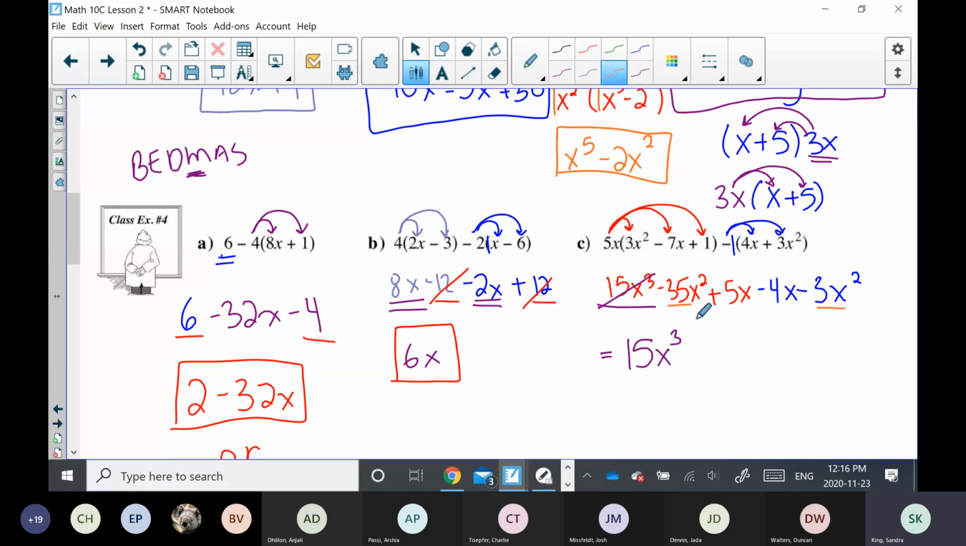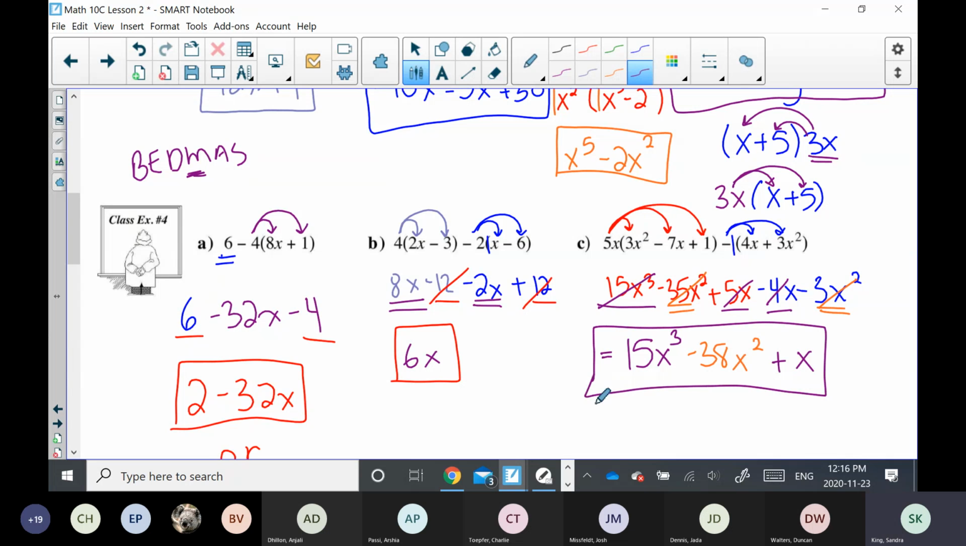Okay, so 15x cubed gets written first. Then I'm going to do my x squareds next. I've got negative 35 minus 3, which gives me negative 38x squared. Then I'm going to do my x's. And I've got 5x minus 4x. That gives me 1x. I could put 1x, or I could just say x. And then if I had a constant, it would go at the end. There's no constant. I don't need to write plus 0, but that's what my constant would be. It would be a 0. And that would be my answer.